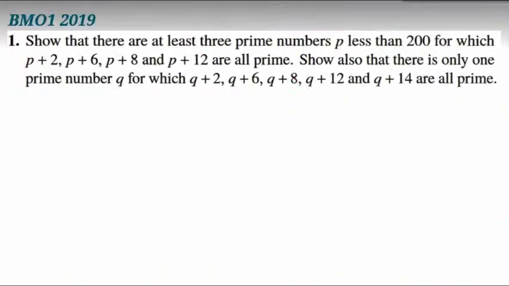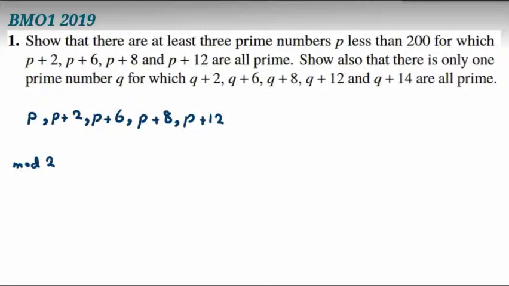Let's solve the next problem. It's to show that there are at least 3 prime numbers p less than 200 for which p plus 2, p plus 6, p plus 8, and p plus 12 are all prime. So it says p is also prime. p plus 2, p plus 6, p plus 8, p plus 12 are primes. Let's consider this first. Let's consider mod 2 first. So we conclude p should be odd, because if p is 2, then p plus 2 is 4.